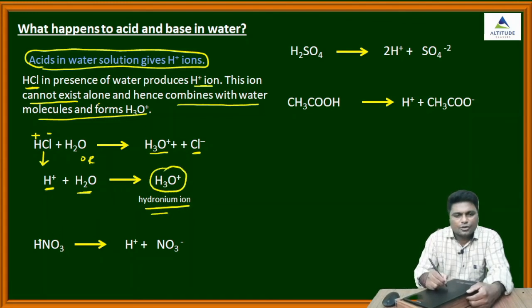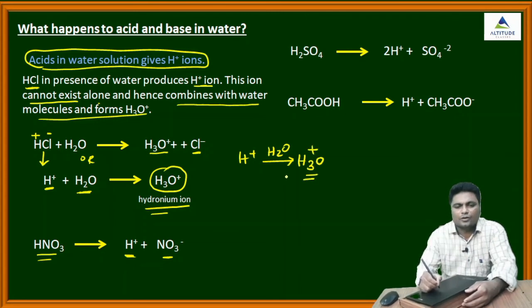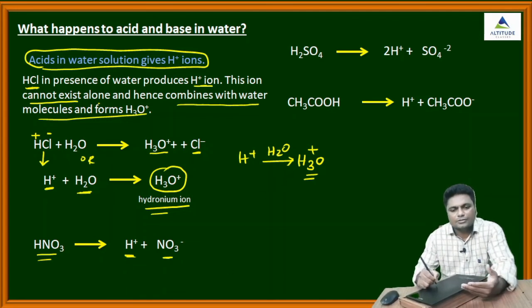This is hydrochloric acid. If you take nitric acid, it also gives H plus ion and NO3 minus. And what happens now? In the presence of water, the H plus ion combines with the water molecule. So this is H3O plus. This is called hydronium ion.